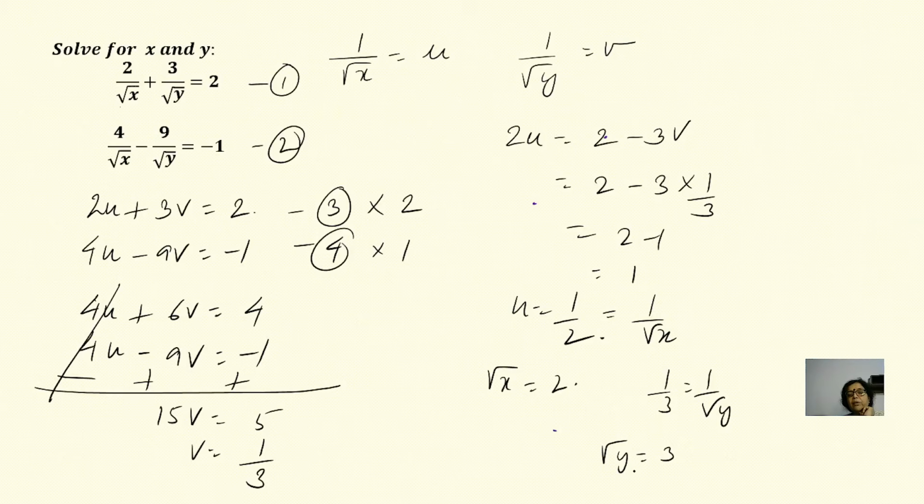Now to get the value of x and y, we square both the sides. This is a radical sign, so if we square both the sides, we'll get x as 4 and y as 9. The solution is x as 4 and y is 9. Here if you put the value of x as 4, you get 2 by 2, that is 1. 3 by 3, that is 1. 1 plus 1 is 2. So the solution is correct. x is 4, y is equal to 9.